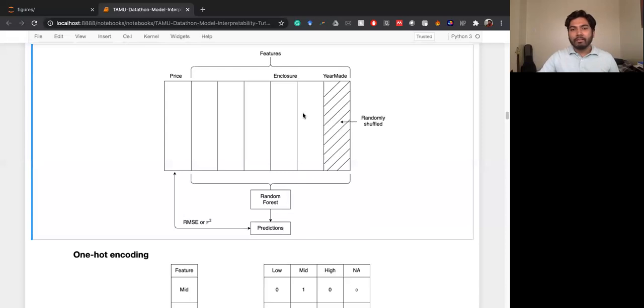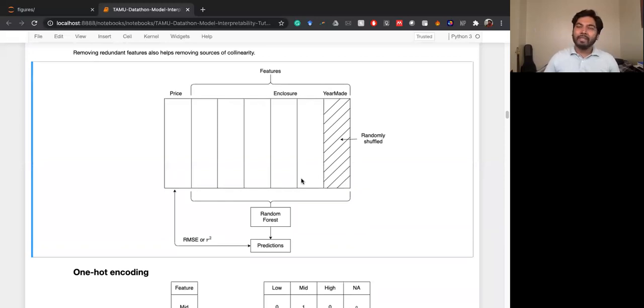So let's say you can make the year made column back to how it was in the original data set, then shuffle the enclosure column, pass it to the random forest, see the predictions, and find its feature importance.